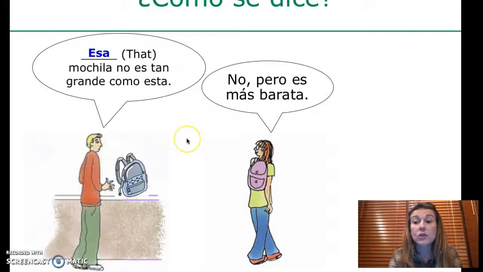Okay, clase. So I hope this makes it a little more clear about the demonstrative adjectives and the pronouns. And of course, if you have any questions about the demonstratives, let me know.